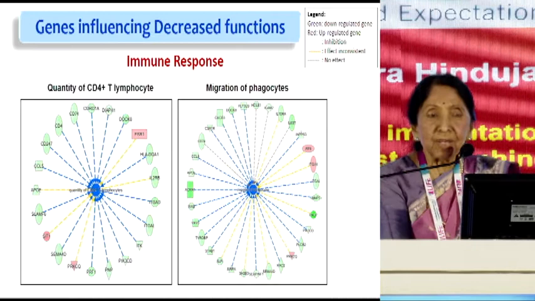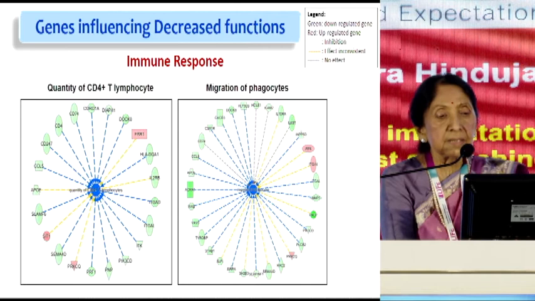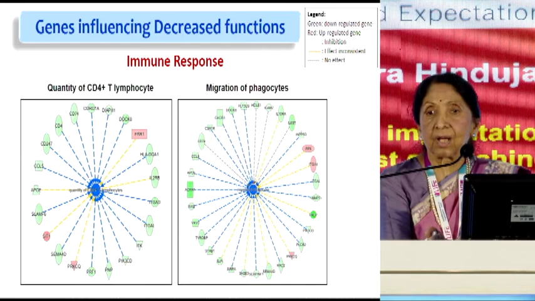Now we correlated these functions along with the pathway analysis. You can see in green the genes which were downregulated. In the center is the immune response, and the blue line is showing inhibition of these functions.